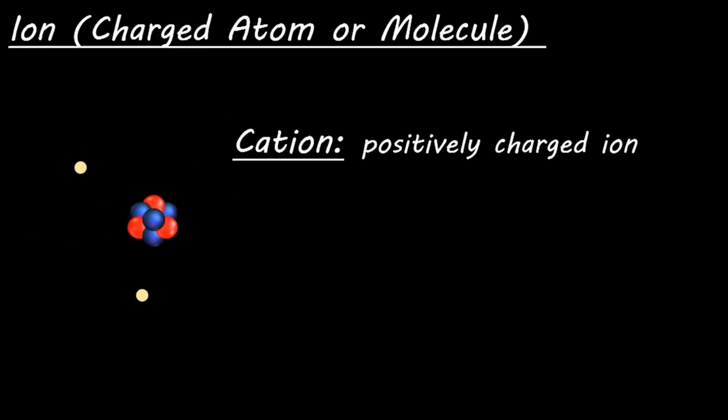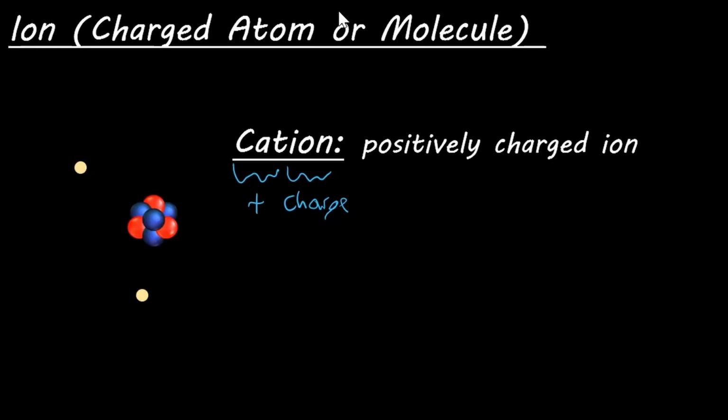It's pretty cool. Now let's talk about ions. An ion is a charged atom or molecule. And there are two types of ions. You could have a cation, which is a positively charged ion. Cat means positive, ion means charge, a positively charged ion.